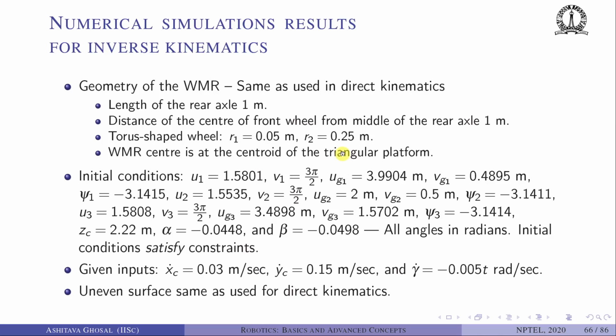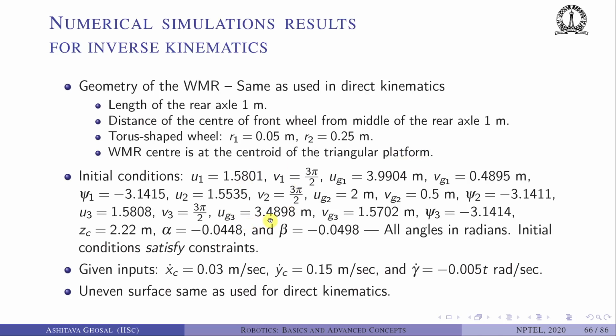We can also do the inverse kinematic simulations. Again, the geometry of the WMR is the same as used in the direct kinematics. The length of the rear axle is 1 meter. The distance from the center of the front wheel to the middle of the rear axle is 1 meter. Torus shaped wheels: R1 is 0.05, R2 is 0.25. The WMR center is at the center of the triangular platform.